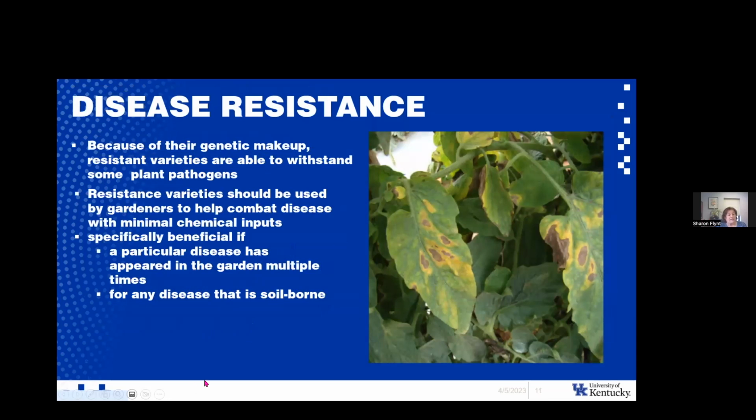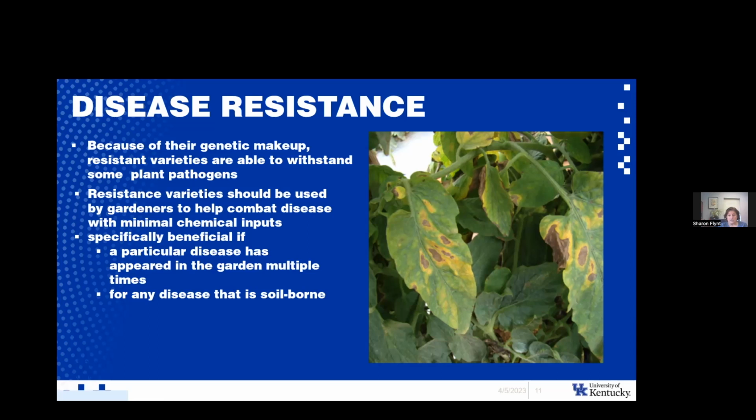The next thing you may see is disease resistance. So because of their genetic makeup, resistant varieties are able to withstand some plant pathogens. I think resistant varieties should be used by gardeners for reason number one: it helps you combat diseases in your garden. And when you are able to do that, it means you have minimal chemical input into your garden. So it's a good practice that way. It's specifically beneficial if a particular disease has appeared in the garden multiple times.